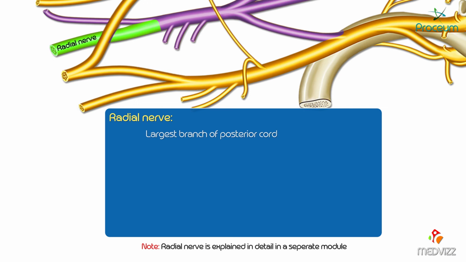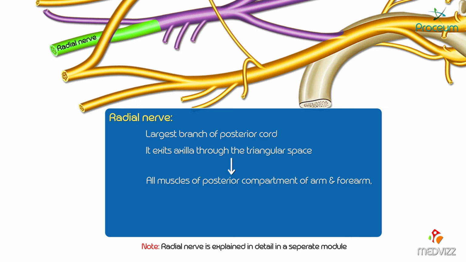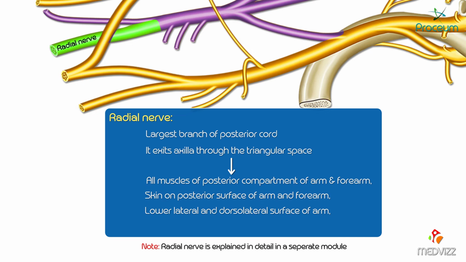Radial nerve is the largest branch of the posterior cord of the brachial plexus. It exits the axilla through the triangular space and supplies all the muscles of the posterior compartment of the arm and forearm, and also the skin on the posterior surface of the arm and forearm, and the lower lateral and the dorsolateral surface of the arm, and the triceps brachii muscle, right? So these are all the branches which arise from the posterior cord of the brachial plexus.